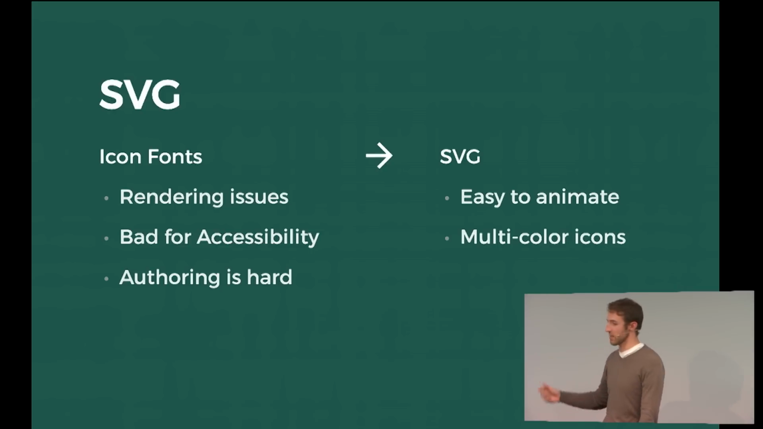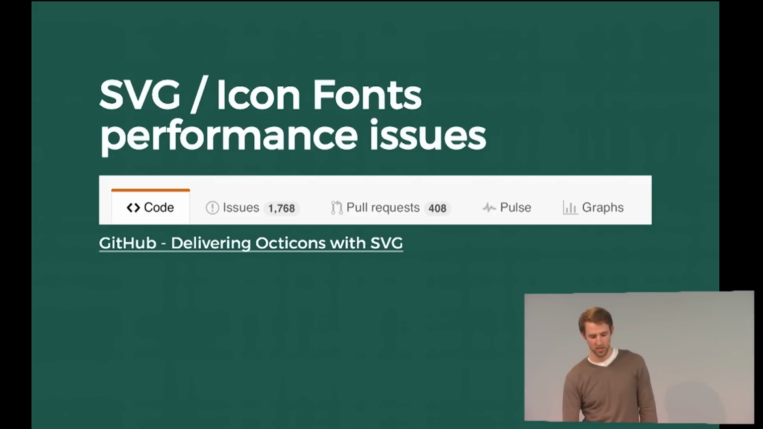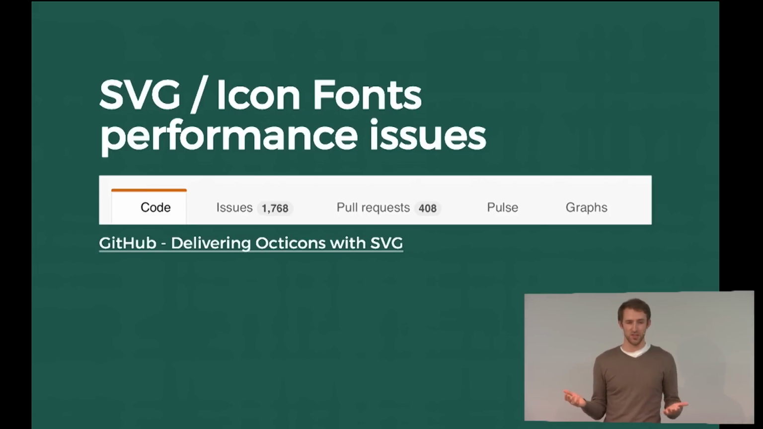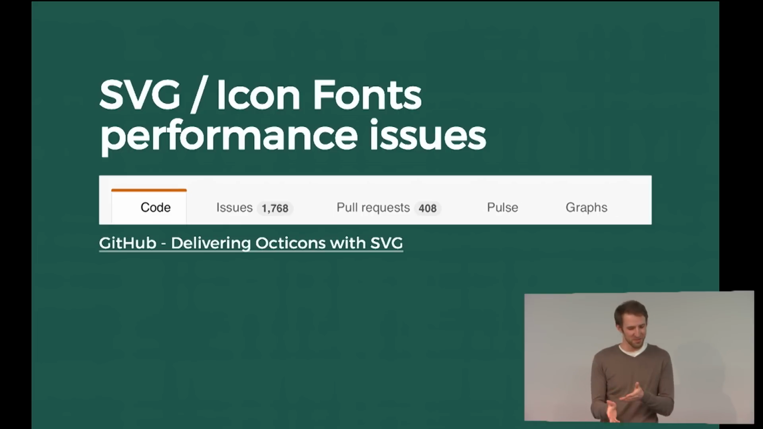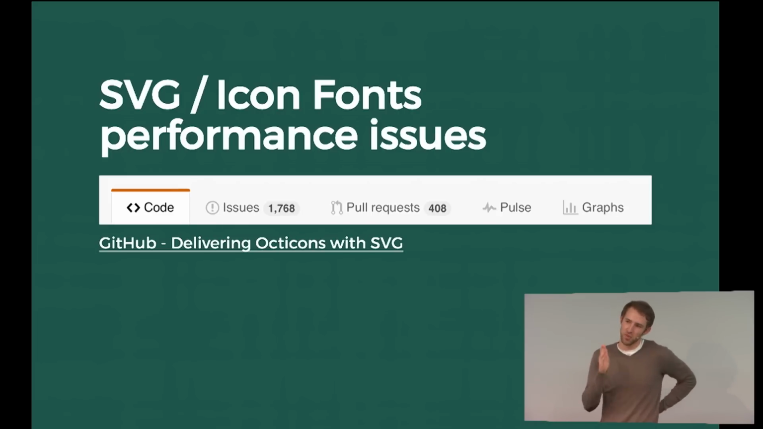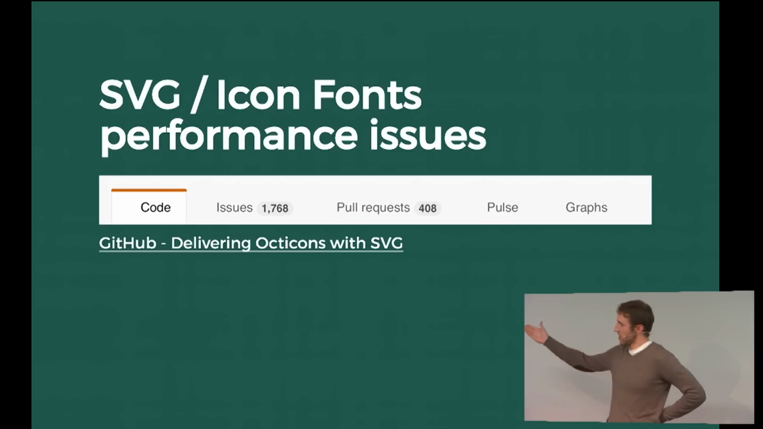And the other very nice thing about it is that you have multicolor icons, which are not the case with icon fonts. I'm definitely not the only one talking about this. GitHub just, I think, two or three weeks ago, even while I was making these slides, moved everything over to SVG. This is the other thing I was talking about.